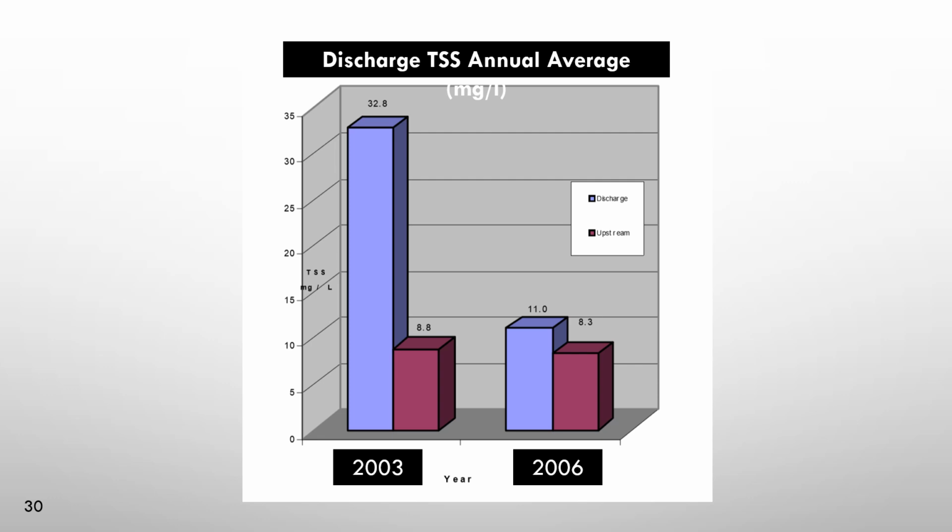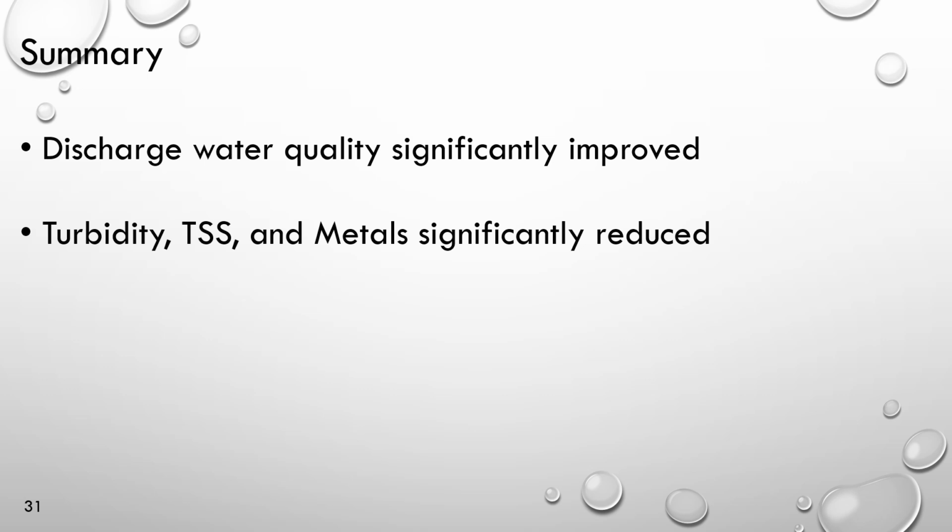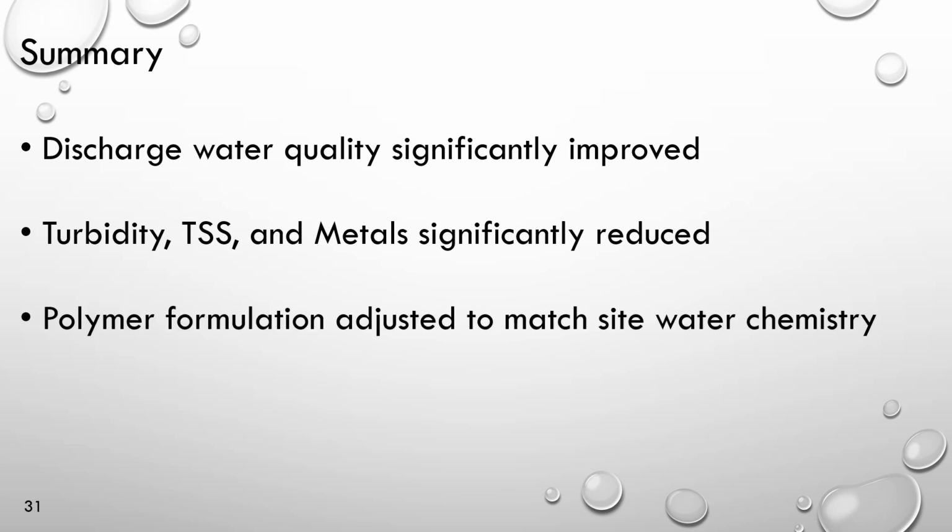but the downstream after the flock log treatment was effective in decreasing the TSS. So again, the discharge water quality was significantly improved. We decreased the turbidity and the TSS. We also decreased metal concentrations. Again, that average was around 80% depending on what type of metal.